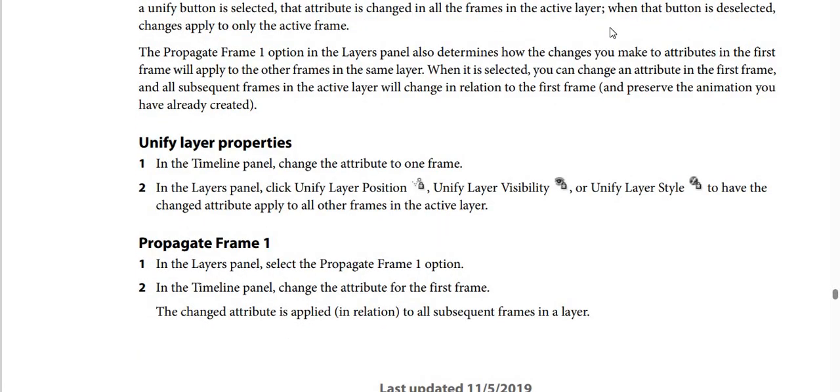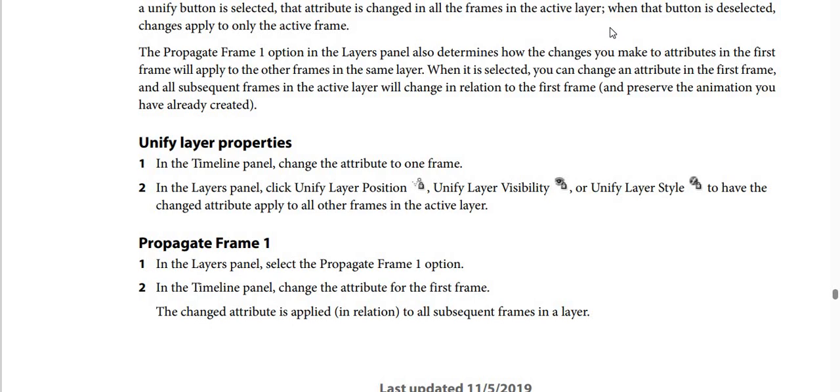And how to unify layer properties? If you would like to unify layer properties, what should you do? We have two steps. Step number 1, in the timeline panel, you should change the attribute to one frame. Step number 2, in the layers panel, click Unify Layer Position, then Unify Layer Visibility, or Unify Layer Style to have the changed attribute applied to all other frames in the active layer.